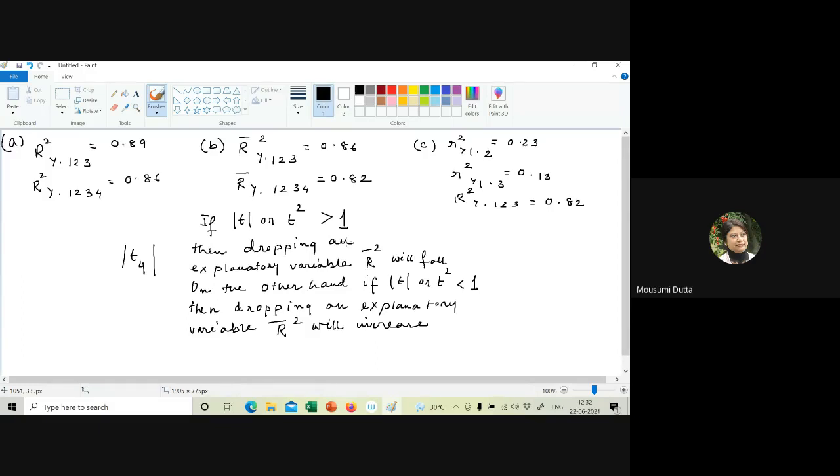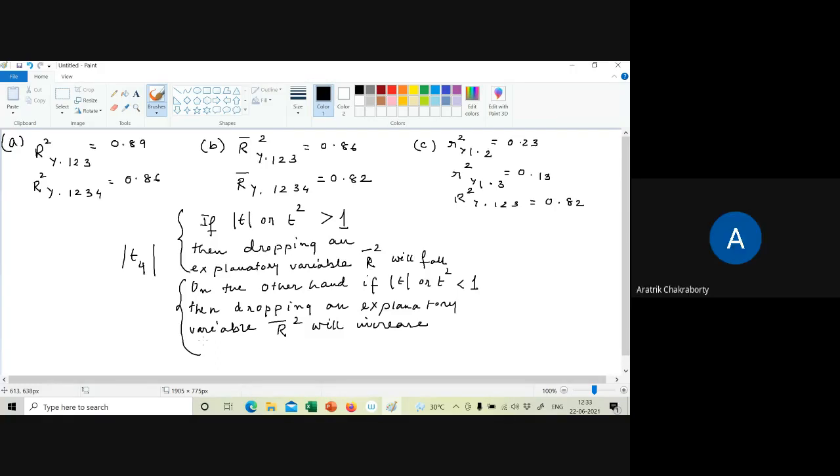So please look at these two statements: when R bar square increases, when R bar square falls, when we reduce one explanatory variable. If I need to give further clarification, please tell me. If mod T4 is lesser than 1, the result is valid. Yes. Okay.